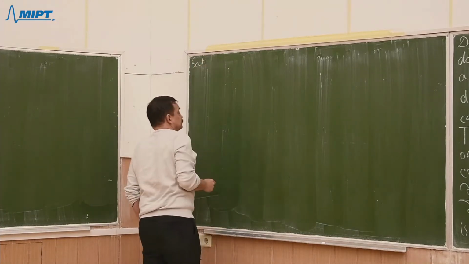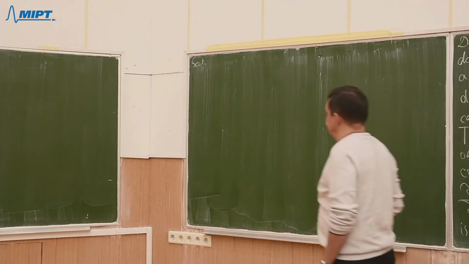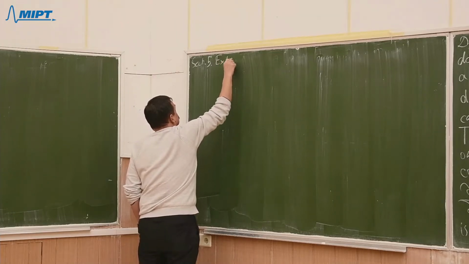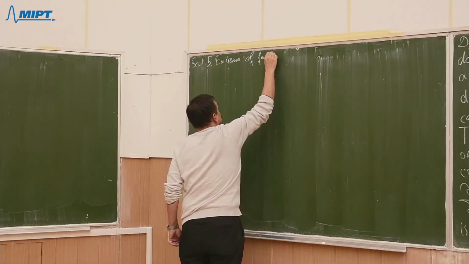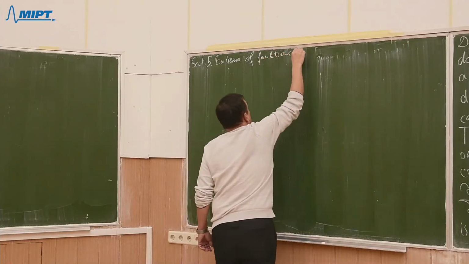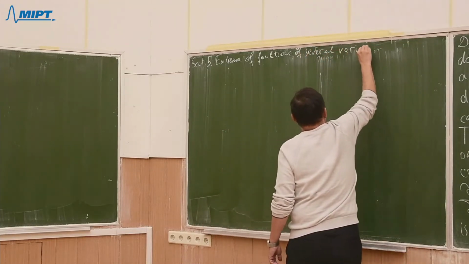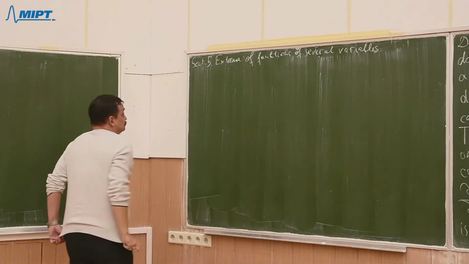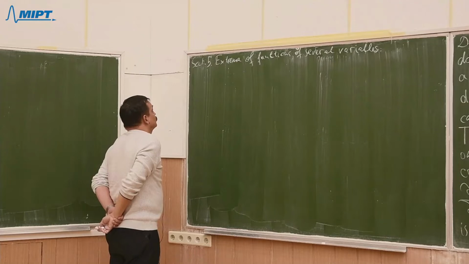But okay, now the next section, and the number is 5. Section 5. Extrema of functions of several variables. So let me start with a definition.